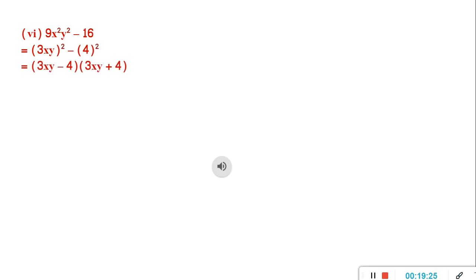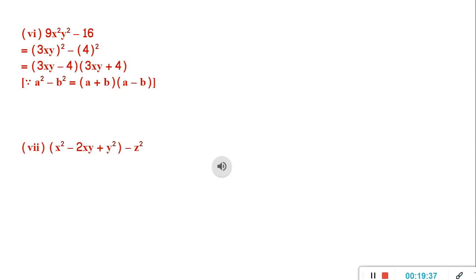Now question number 6. 9x square y square minus 16. Here 9x square y square is the perfect square form of 3xy whole square. 16 is the perfect square of 4. Right? Now we got a square minus b square. Here a is 3xy and b is 4. So a plus b into a minus b, we can write 3xy plus 4 into 3xy minus 4. Clear? Seventh one, x square minus 2xy plus y square minus z square.